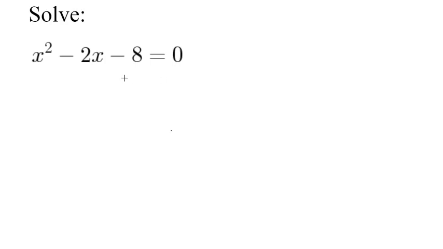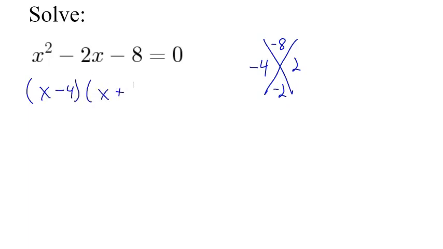Here we have another quadratic equation. Let's see if we can factor this quadratic expression. We're trying to think of two numbers that multiply to make negative 8 that have a sum of negative 2. Looks like negative 4 times positive 2 will work because these have a product of negative 8 and a sum of negative 2. So our factors are x minus 4 times x plus 2.